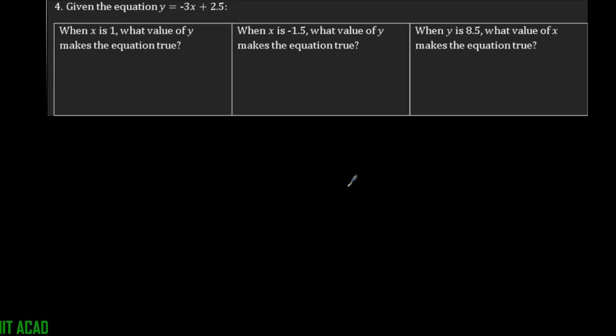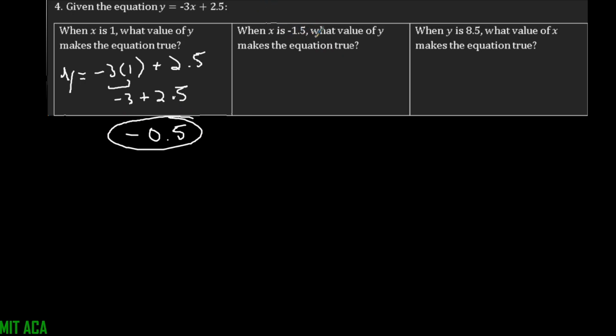Moving on to number 4, it says when x is equal to 1, what is the value of y that makes the equation true. So all we have to do is plug it into our original equation. So we're going to say y equals -3 times 1 plus 2.5, which is equal to -3 plus 2.5, which is going to be -0.5.